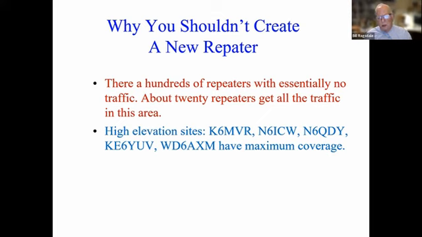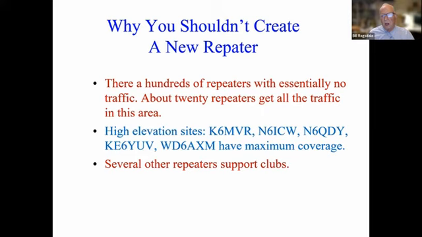as high as 3,000 feet. That's N6ICW at Berryessa Peak at 3,000. N6QDY at Snow Mountain, a little bit lower. KE6YUV is our repeater, again at 3,000 feet. And then we have WD6AXM, which is located north of here on Sutter Buttes. These all have good coverage because of the elevation.